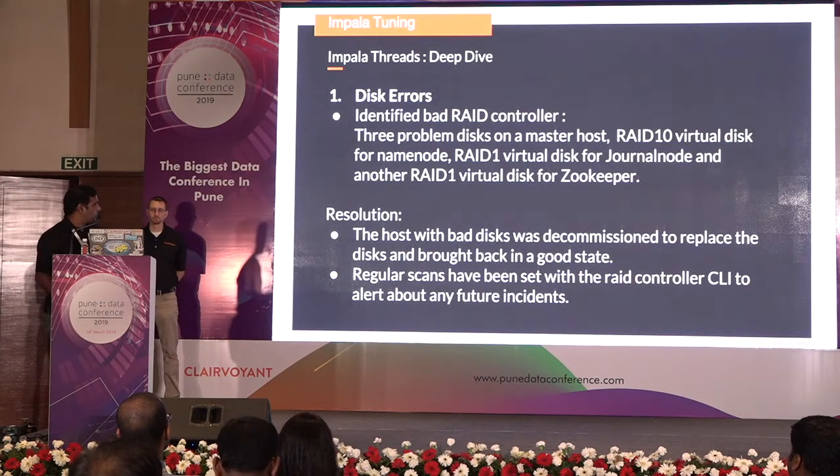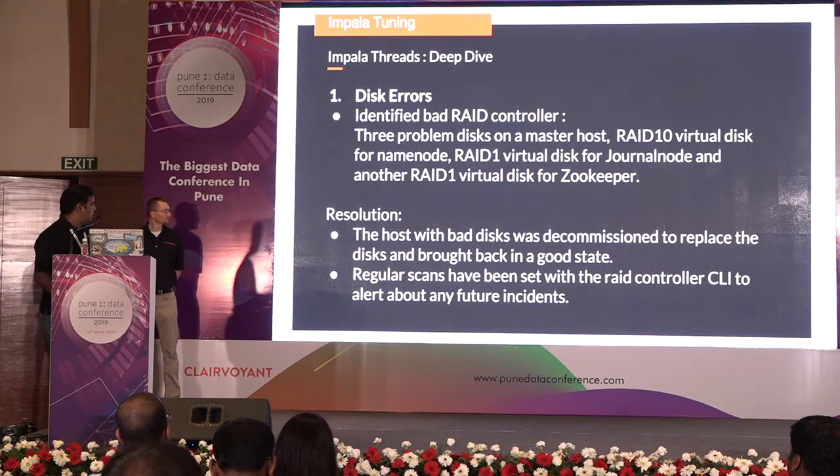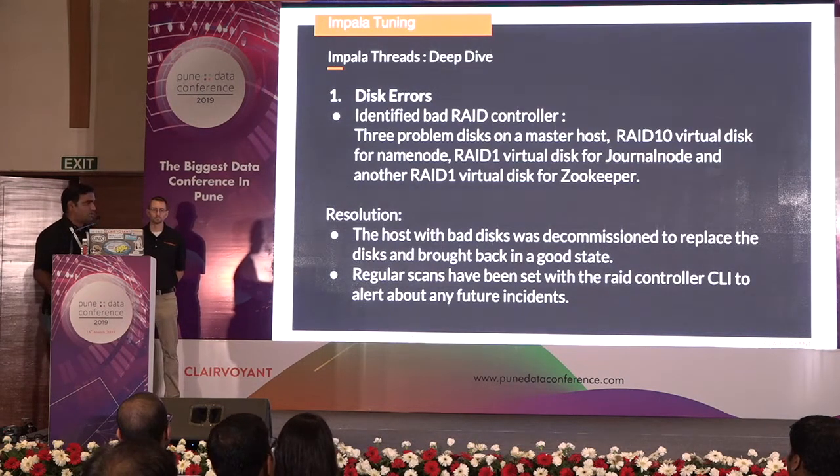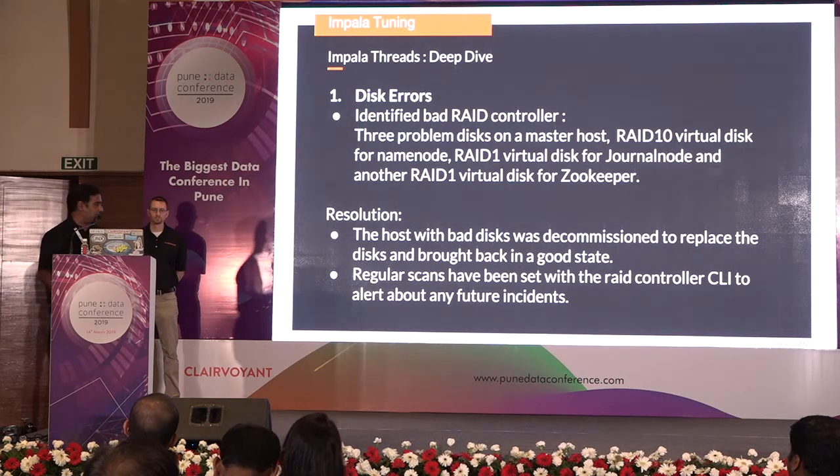They had problems with the RAID 1 virtual disk for the journal node, which I mentioned. With the host having the bad disk, we had to decommission one of the hosts if your host is having a problem in general. Sometimes it's not your disk, but your entire host which is unable to write properly. So we had those maintenance activities. We had to do a series of activities to overall tune Impala.